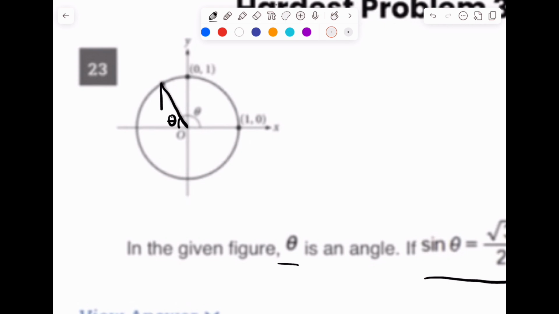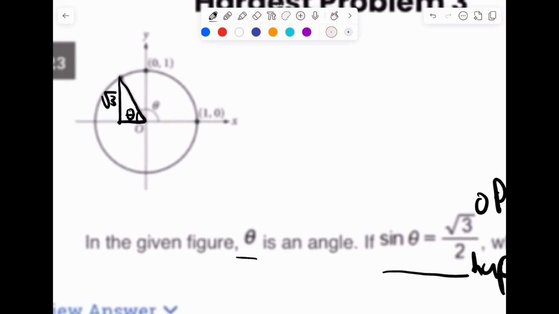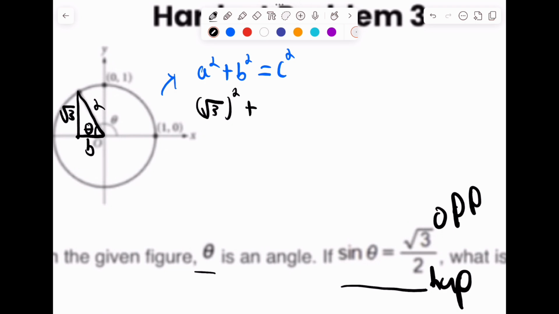And if you see closely, this makes a right triangle, where sine theta is our opposite over hypotenuse. Therefore, opposite of the angle is root 3, and hypotenuse, in this case, is 2. And the side that we don't know is b. Now, using our Pythagorean theorem, because this triangle is a right triangle, we say a squared plus b squared equals c squared, where our two legs squared equal our hypotenuse squared. So that is root 3 squared plus b squared is equal to our hypotenuse, 2 squared.